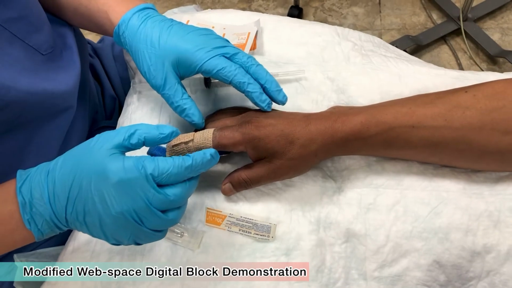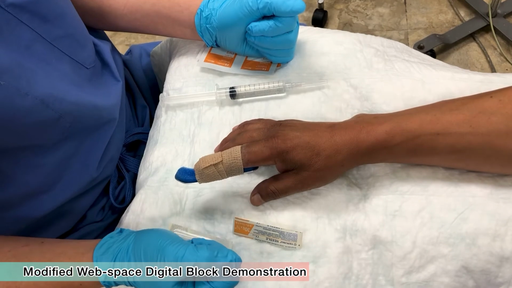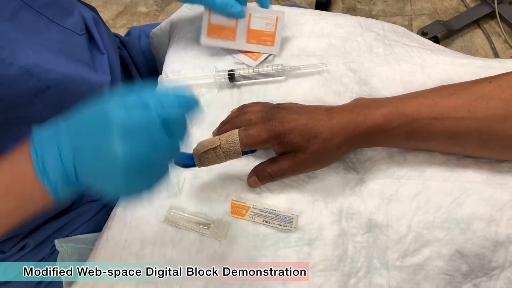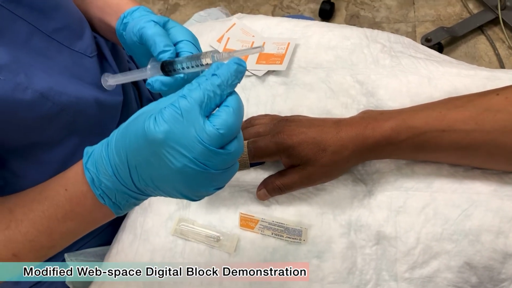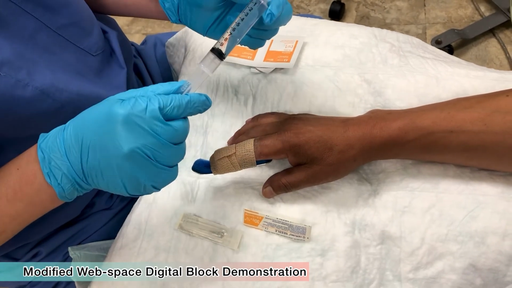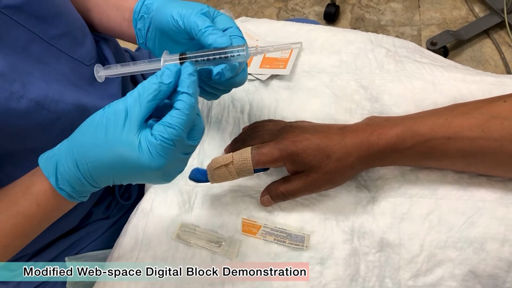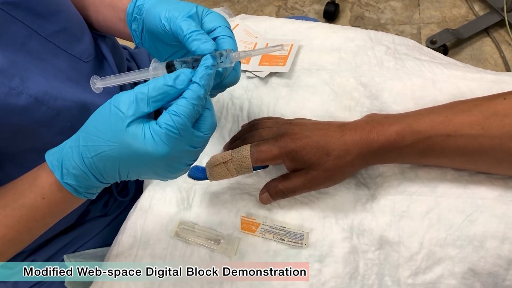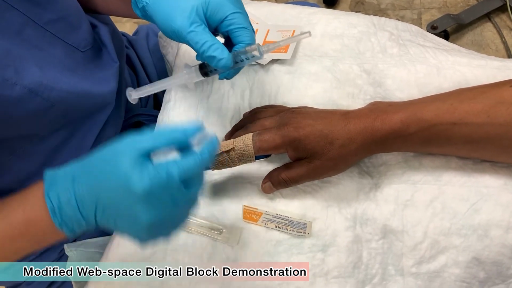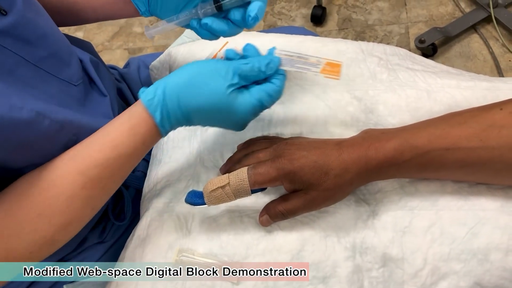Okay, I'm going to show you how I do a digital block. I would call it the web space technique. I use a 27 gauge, half-inch needle with a 10 cc syringe, with 1% lidocaine. I add about 1 cc of bicarb, so a 1:10 ratio. This will decrease the pain during the injection. You can also use a smaller needle, 30 gauge, half-inch, which also works well.